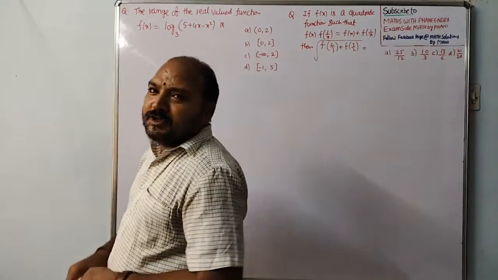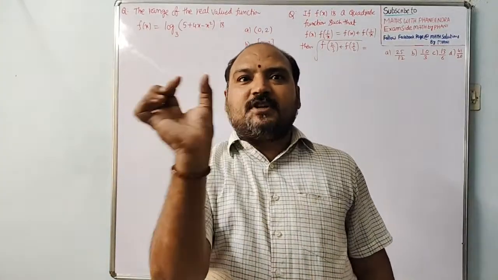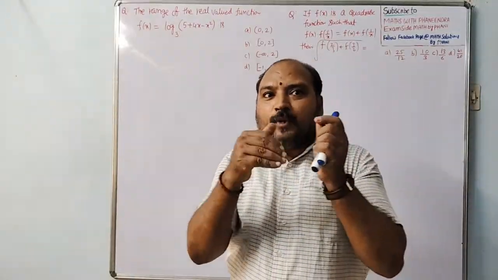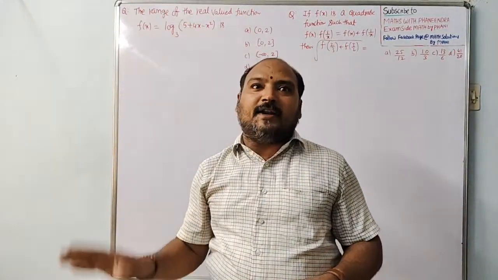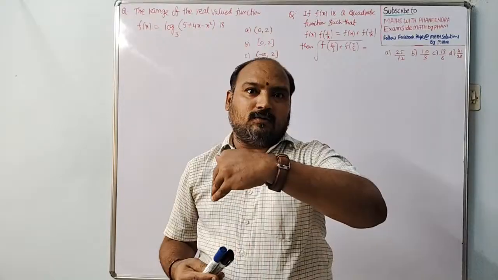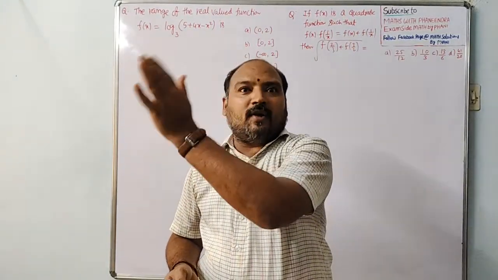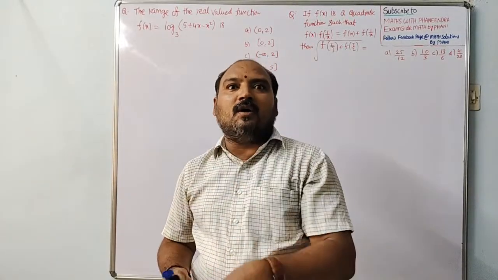The range of the function, generally range means what? F of x is equal to y. The y value is called the range of the function. X is input, y is output. Output values are called range. So x is input. If you substitute something in place of x in the given function, you will get the y value, no? So that y value is called the range.